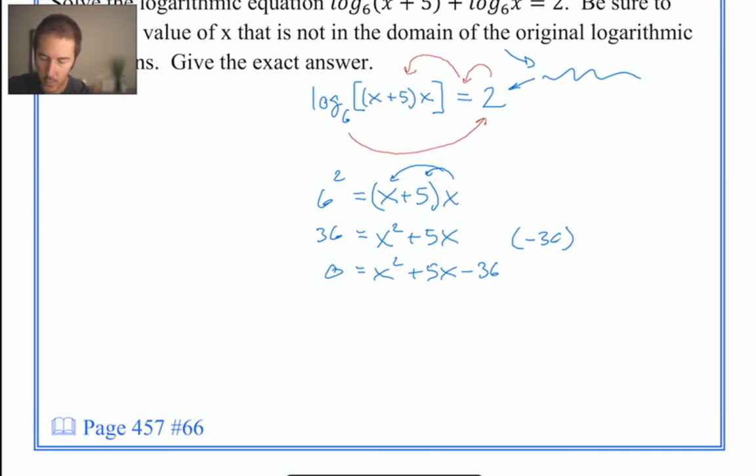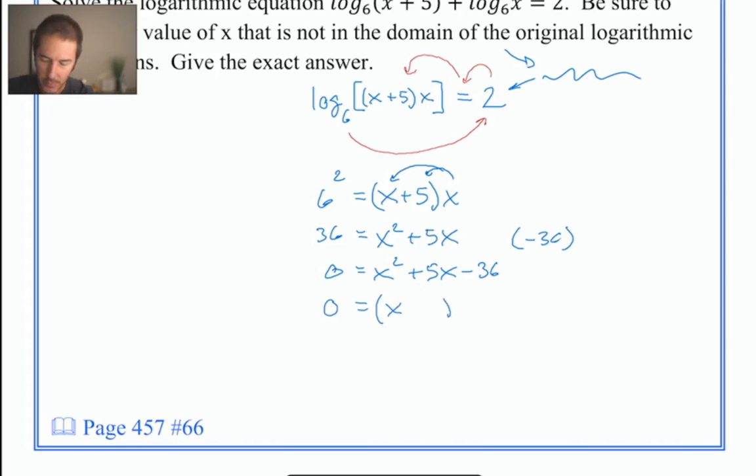And now that I have this quadratic looking equation, I can factor on the right hand side. I need two numbers that multiply to negative 36 and add to positive 5. My options are 1 and 36, 2 and 18, 3 and 12. And what comes after that? How about 4 times 9? 9, 18, 36. I think 4 and 9 work.